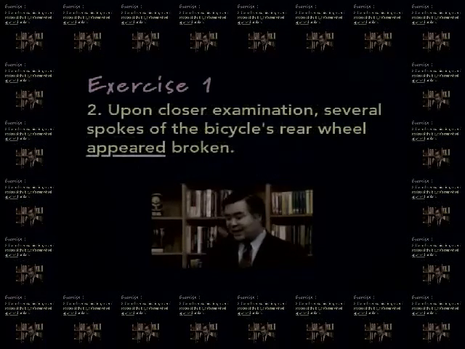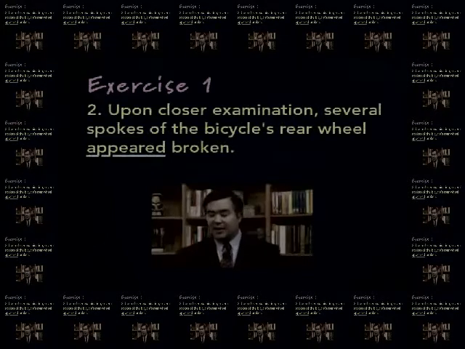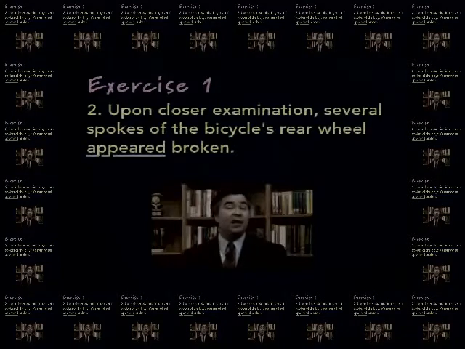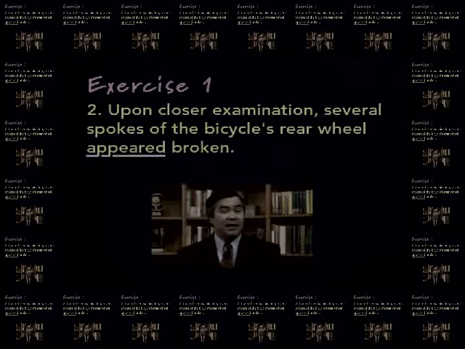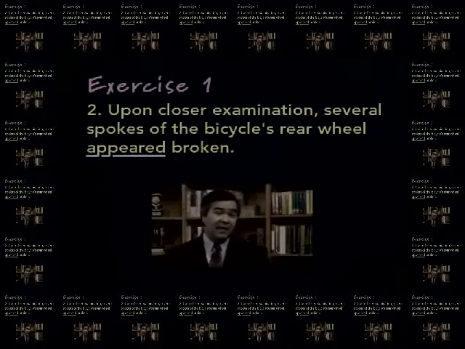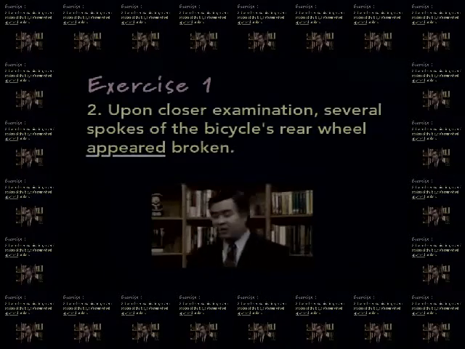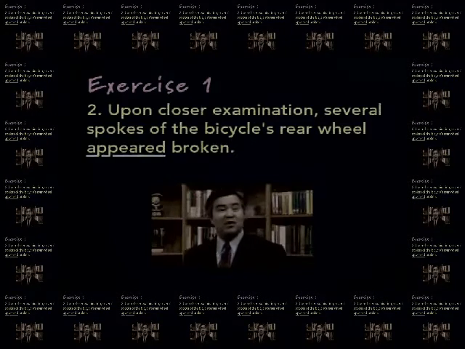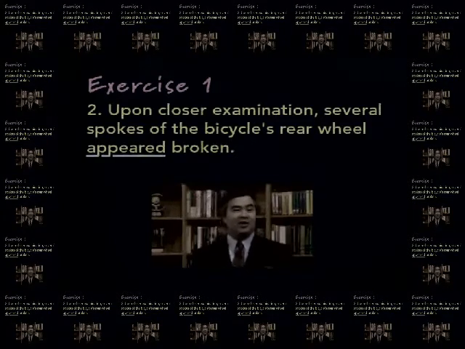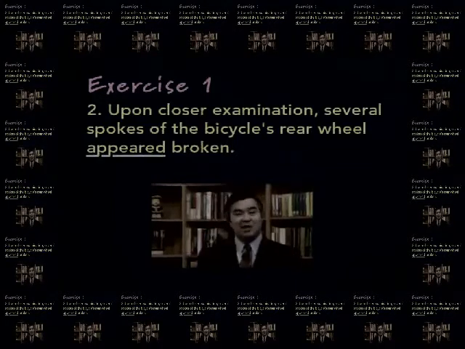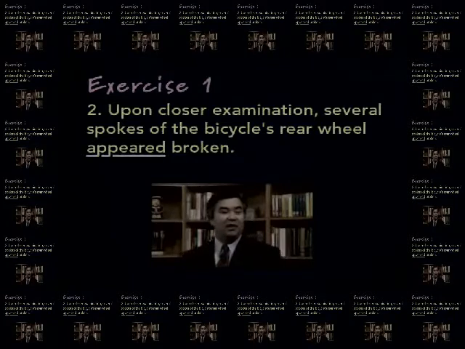Let's look at the next example. Upon closer examination, several spokes of the bicycle's rear wheel appeared broken. In this sentence, the verb appeared is underlined. Let's begin by asking, what's the subject of the verb appeared? The answer is the word spokes. Don't be misled by the fact that several words come between the word spokes and the word appeared. It's the spokes that appeared broken.